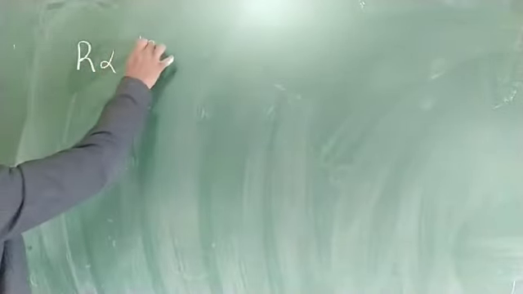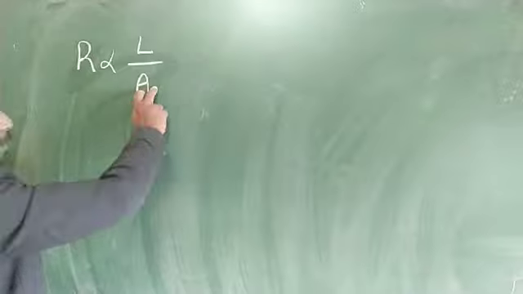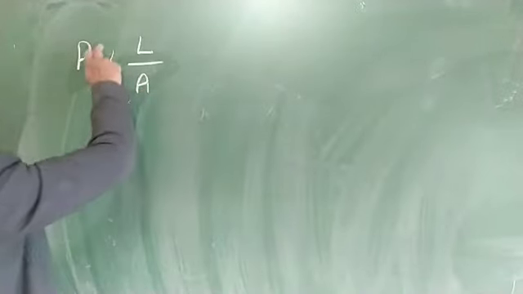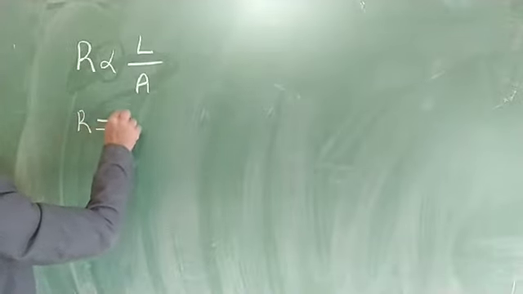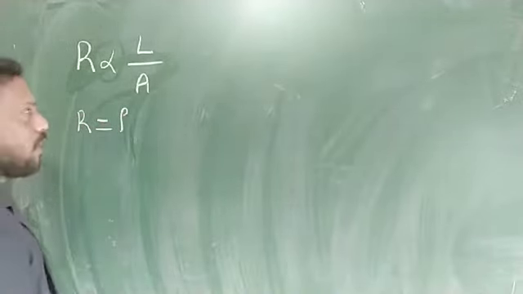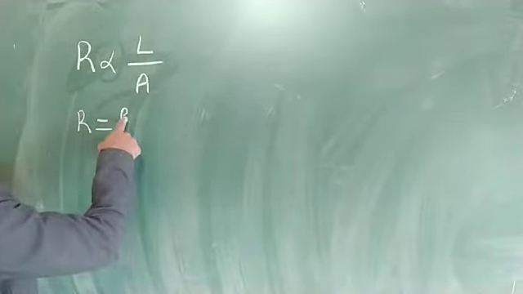We know that the resistance of the conductor depends on the length of the conductor. It is directly proportional to the length of the conductor and inversely proportional to the area of cross section of the conductor. R is directly proportional to L and R is inversely proportional to area A. To remove this proportionality, we add one constant. That constant is the resistivity of the conductor. Rho indicates the resistivity of the conductor.